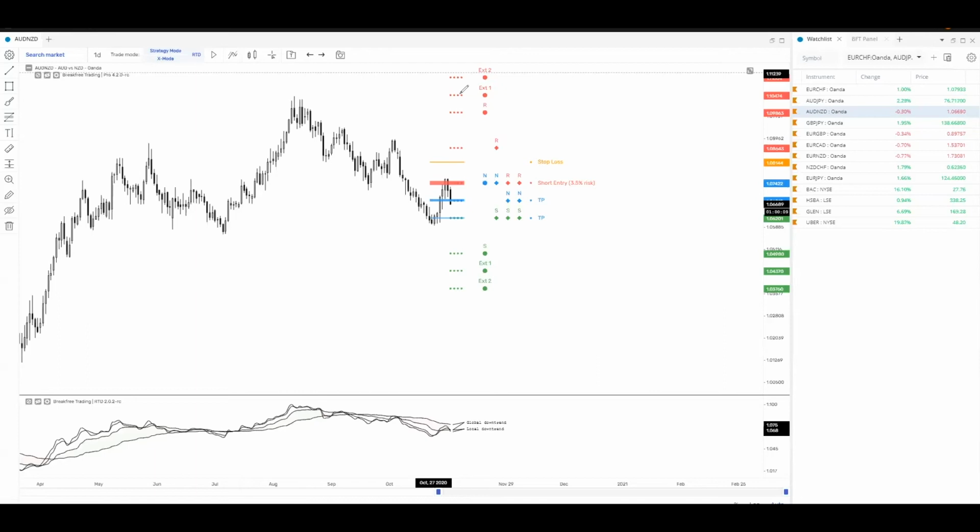How many positions at the same time are recommended in the daily time frame with the strategy, not to be overexposed?